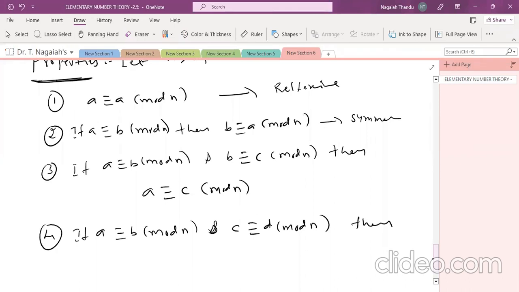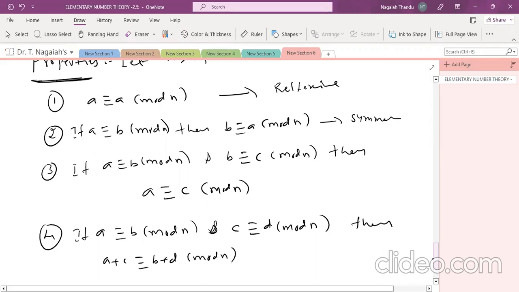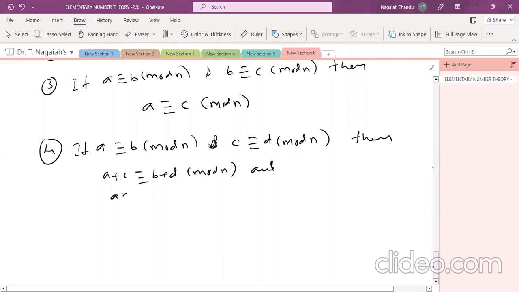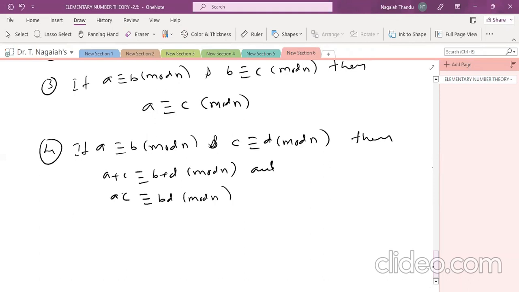Then we have, now you can add the left hand side. A plus C is congruent to B plus D, modulo the same n. If you add these two, the left hand side A plus C is congruent to B plus D modulo n. Next, if we multiply, A into C on the left hand side, AC is congruent to BD modulo n.